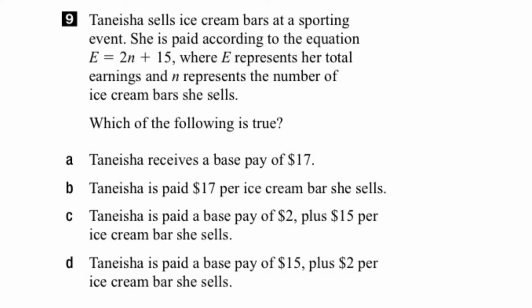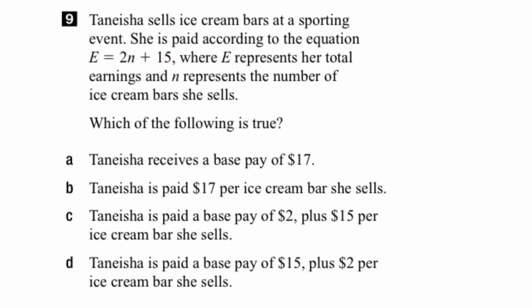In this question, Tanisha is selling some ice cream bars, and we have to determine which of these statements is true about her earnings. The first piece of information we're given is that Tanisha is paid based on this equation right here. And what this means is that she earns $2 for every ice cream bar she sells plus $15.